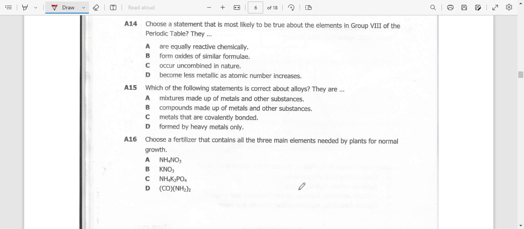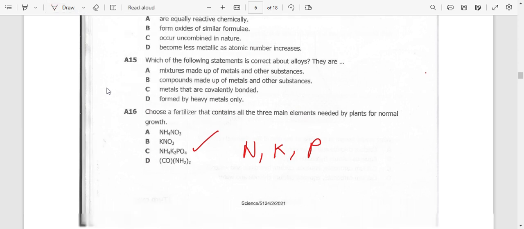Okay, so for plant survival, they need nitrogen, potassium, and phosphorus. So which one is the answer here? The potassium. So the answer is C. That's the one which contains potassium, nitrogen, and phosphorus. Those are the essential elements.